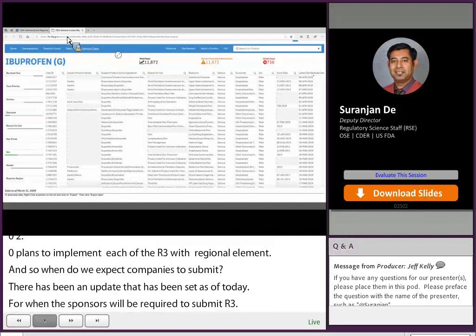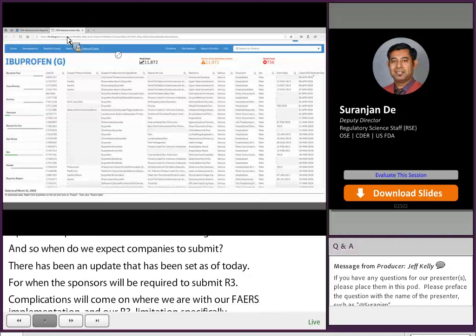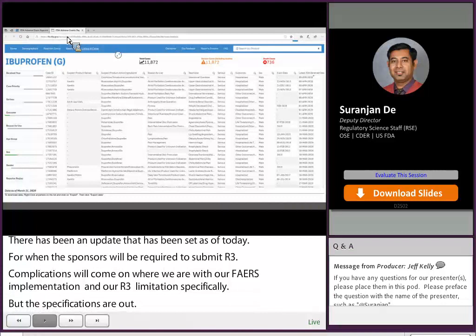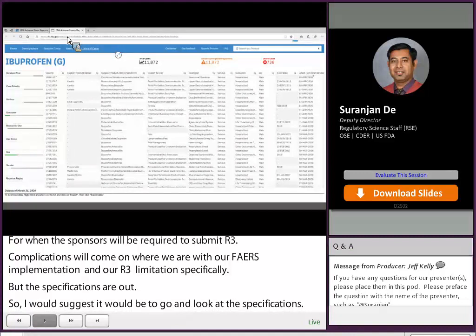But the specifications are out. So our suggestion would be for the sponsors to go over and look at the specification, because that will have an impact on your COTS tools that you use for pharmacovigilance and case processing. And you may have to work with your vendors on that. But as of now, short answer, there is no timeline set.